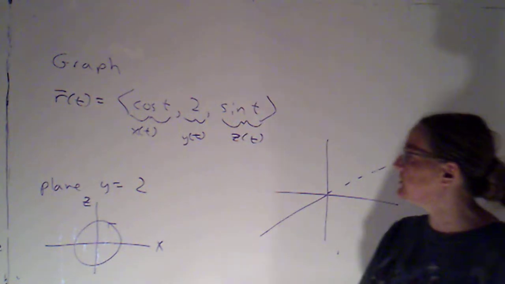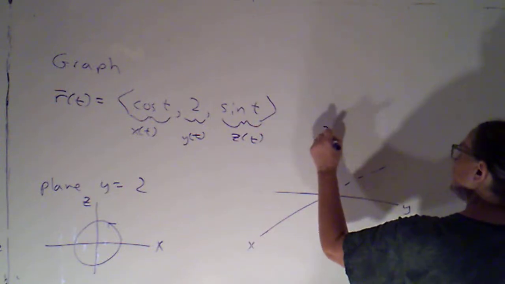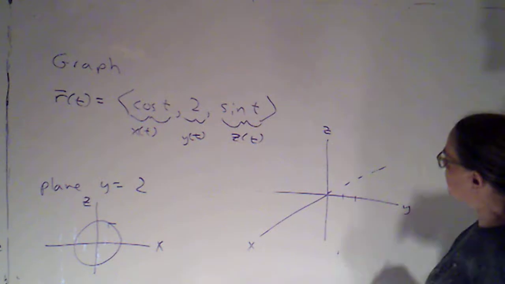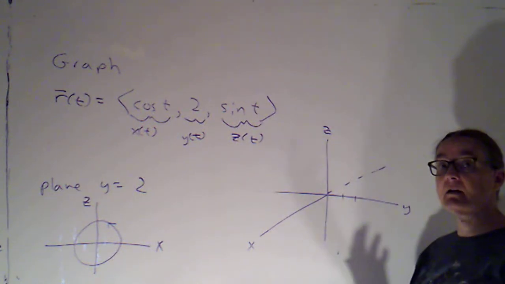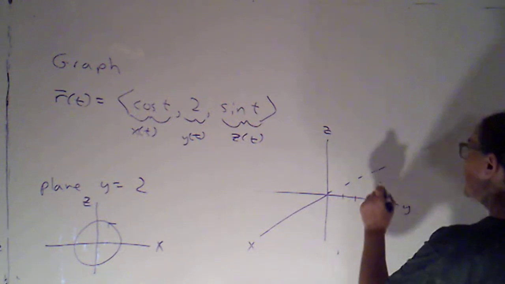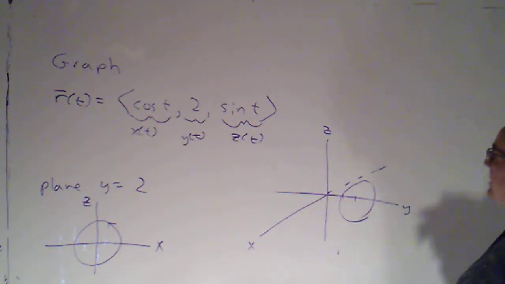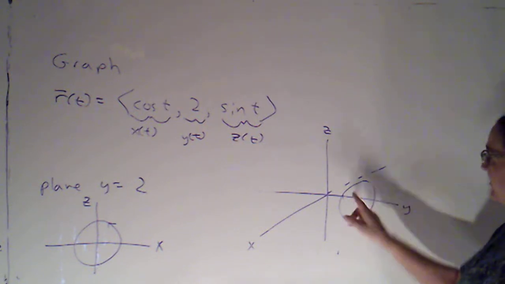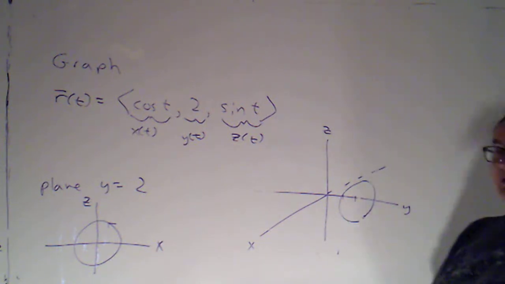Okay, so what does that look like in 3 space? Well, remember, here's x, y, and z. So we're looking at this plane over here, y equals 2, that would be parallel to the xz plane. So we're just going to see a circle over here that's centered at this point, 0, 2, 0, on the y-axis. I'll draw in the orientation in a moment.